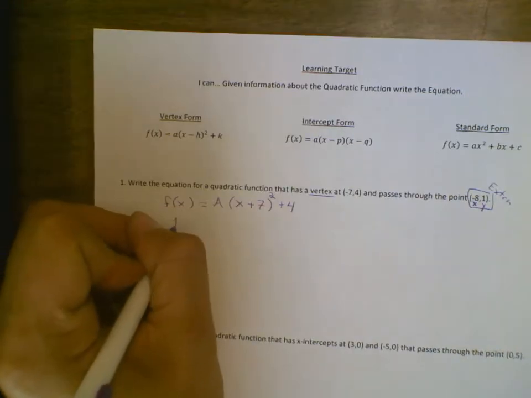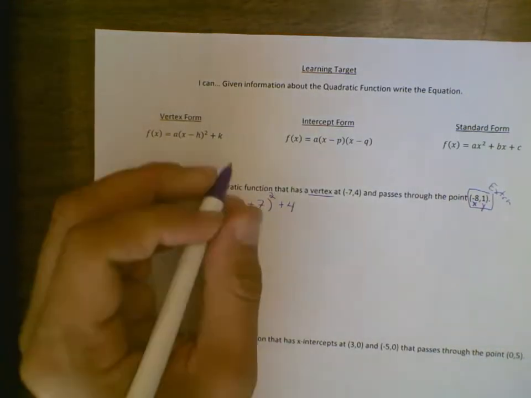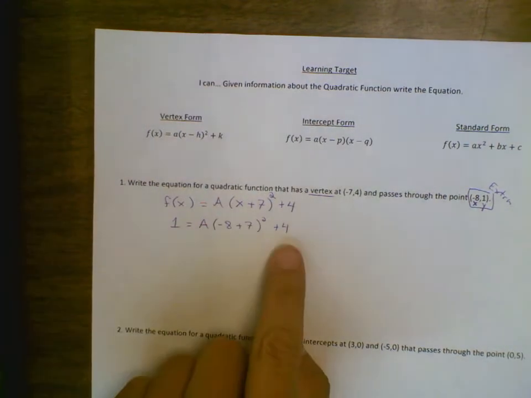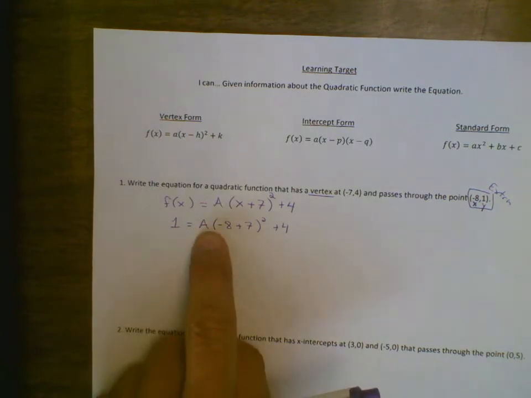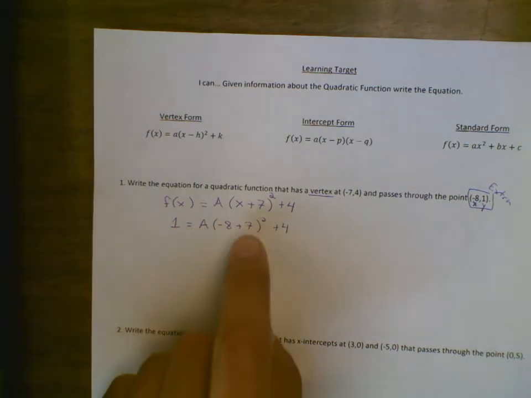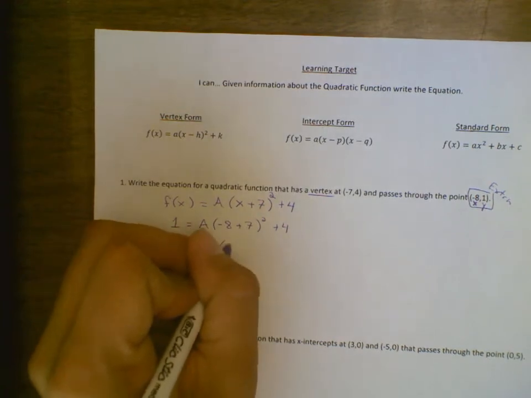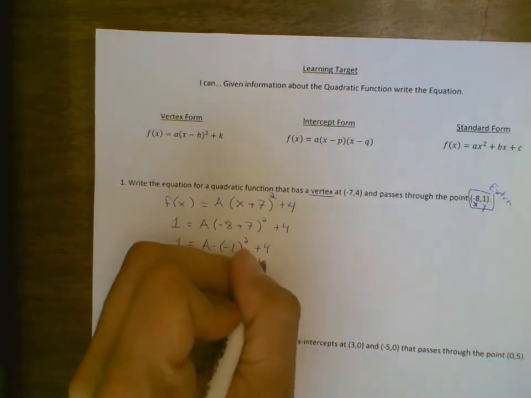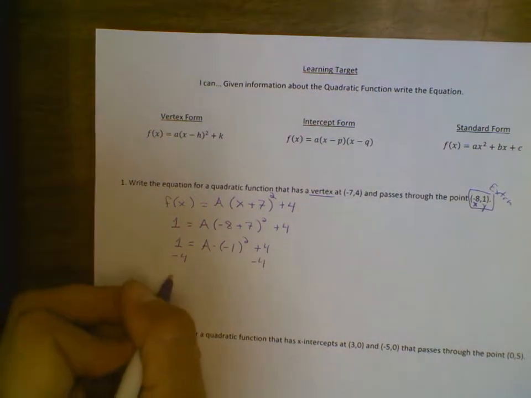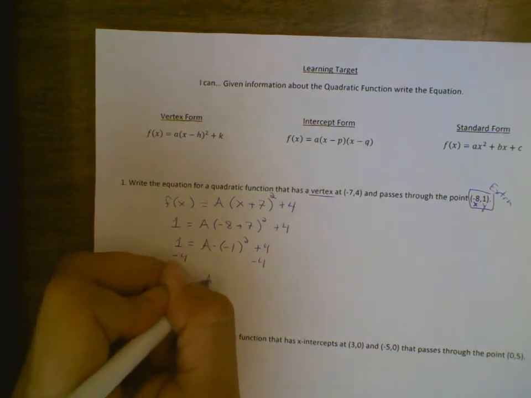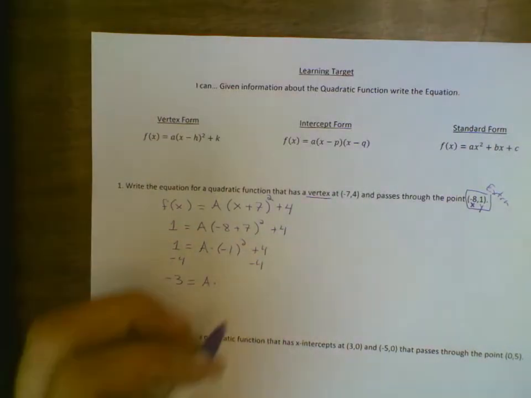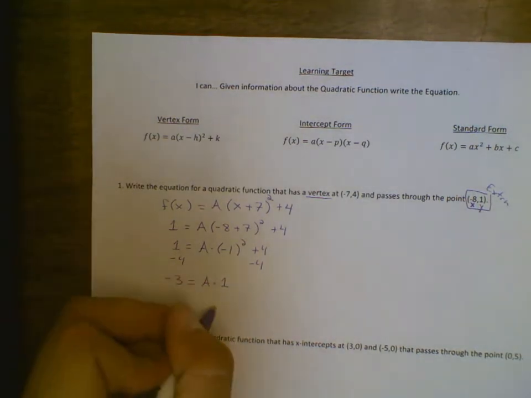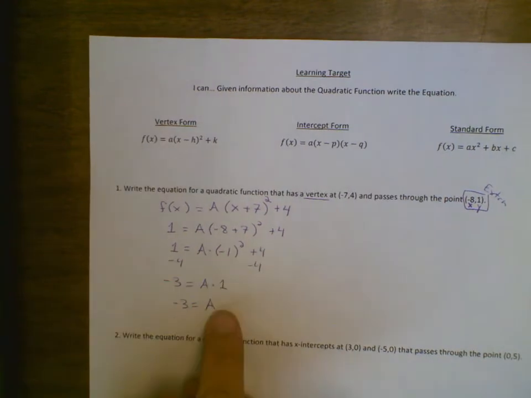So this is really going to be 1 equals a times (-8 + 7) squared plus 4. Then I can just solve this equation for a. Well, -8 plus 7 is -1, so I get a times (-1) squared plus 4 equals 1. I'm going to subtract 4 from both sides. That gives me -3 equals a times (-1) squared, which is 1. And a times 1 is really just a. So I get -3 equals a.